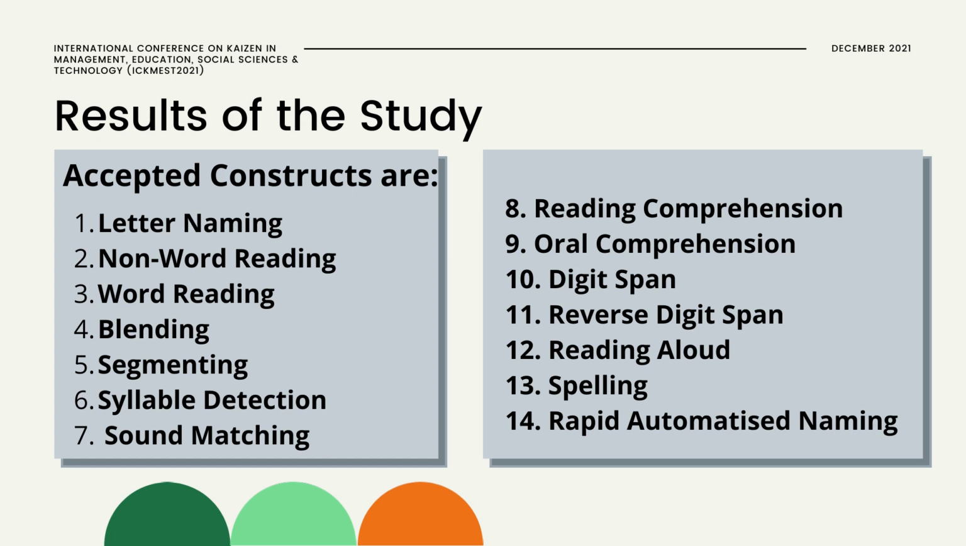Okay, what about the accepted constructs by the experts? Those constructs are letter naming, non-word reading, word reading, blending, segmenting, syllable detection, sound matching, reading comprehension, oral comprehension, digit span, reverse digit span, reading aloud, spelling, and rapid automatized naming. So finally, in the end, only 14 out of 15 constructs were accepted by the experts.